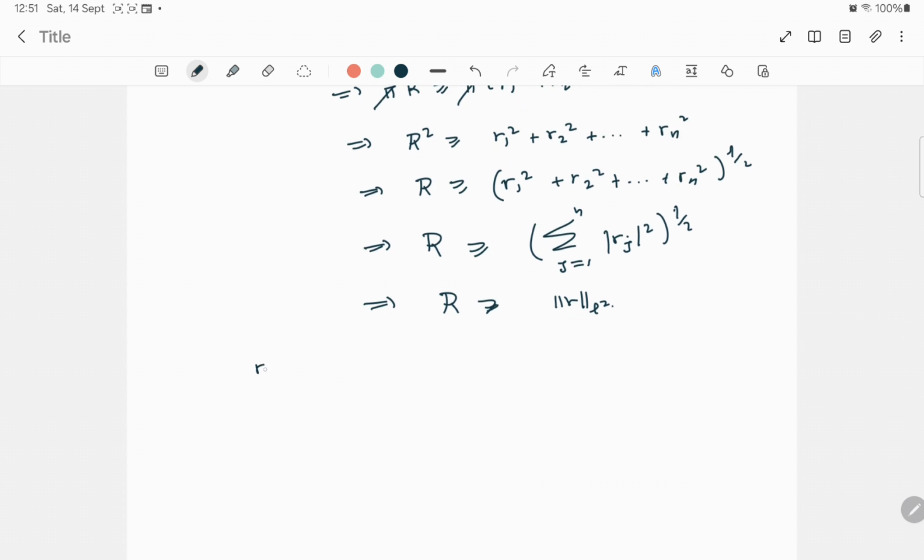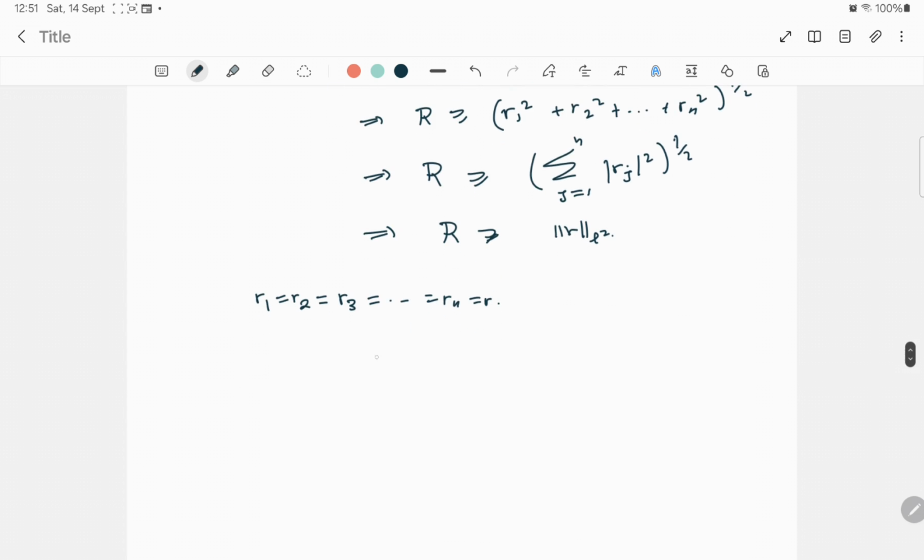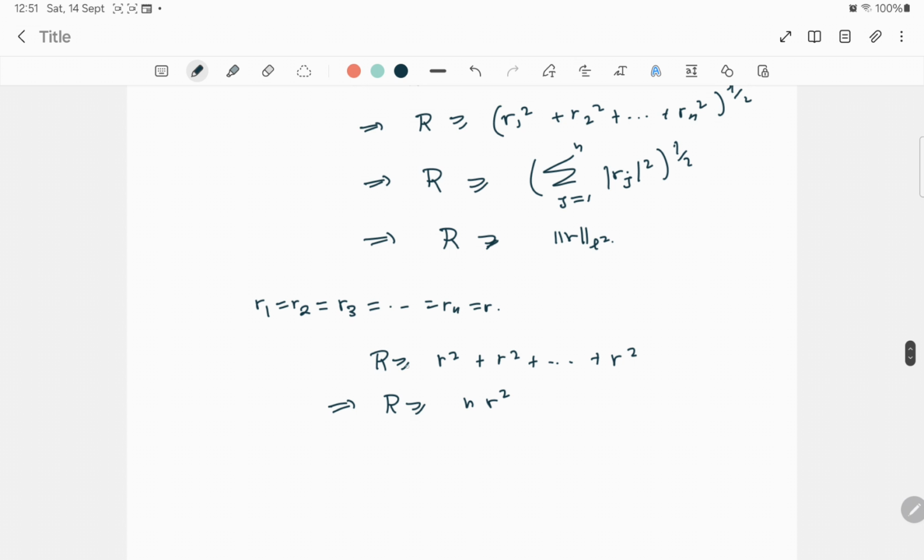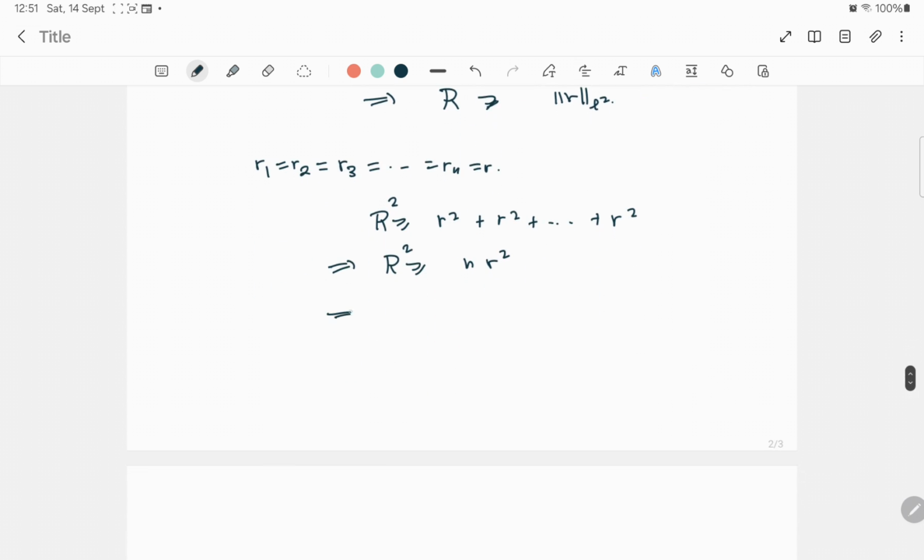Now let's assume that r1 equals r2 equals r3 equals rn equals little r. I go back to this one and I have that r squared is greater than or equal to little r squared plus little r squared plus little r squared. So I have r squared greater or equal than n times little r squared. Here is a squared, sorry. And I take the square root on both sides of the inequality, and the condition is that r should be greater or equal than the square root of n times little r.